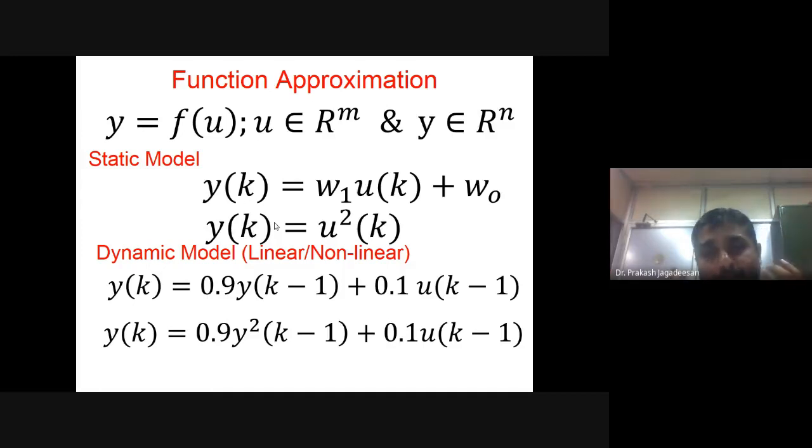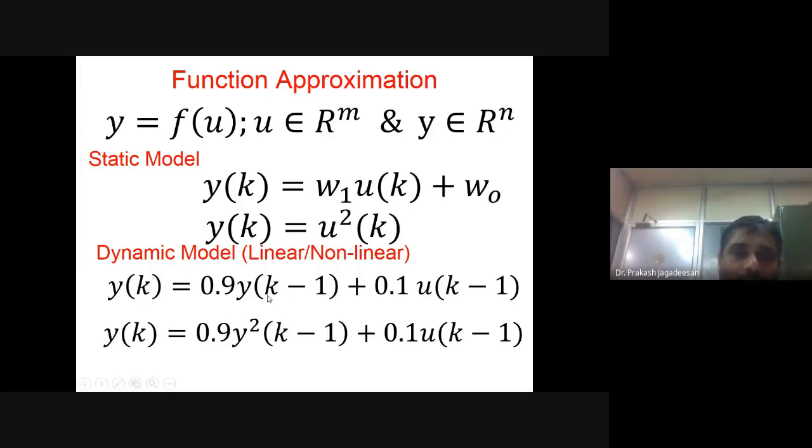Either it can be represented explicitly in the form of an equation, y of k equal to u squared of k, or you can represent it in the form of a network, a neural network, or a deep neural network, or whatever conventional neural network. So you can represent the same. You can either build an explicit relationship or an implicit relationship relating inputs and outputs. If it is a dynamic model, y of k will not only depend on u of k, it will depend on its past values, y of k minus 1 and u of k minus 1.